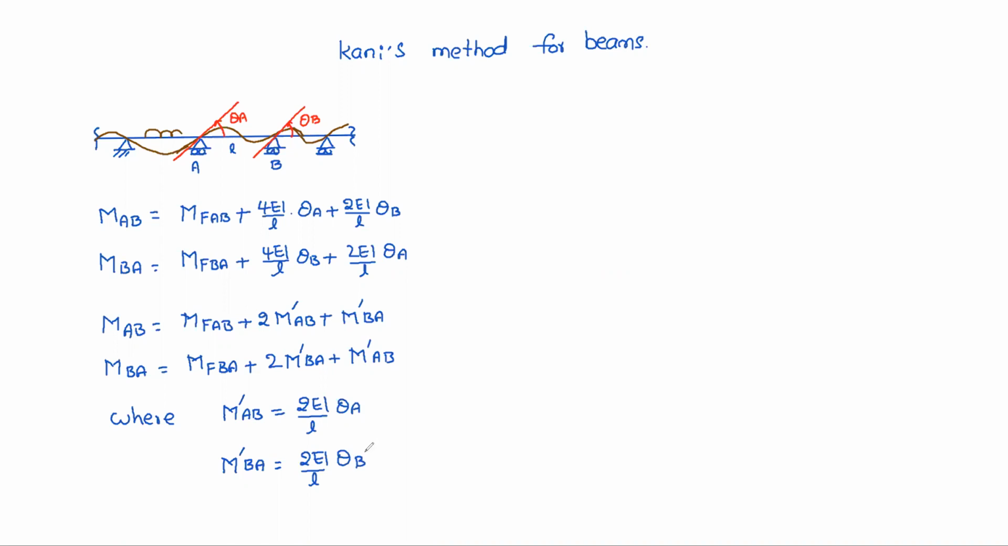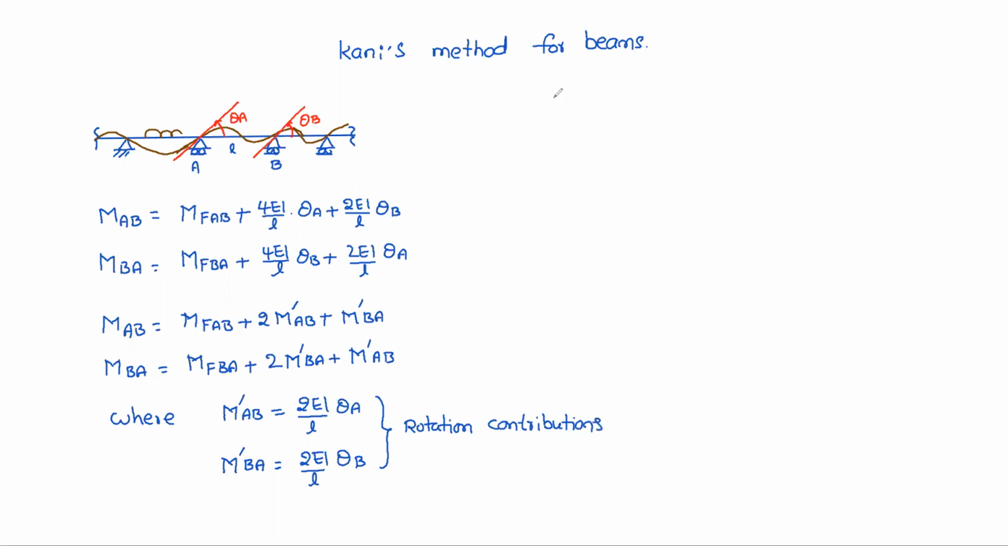Okay. Just the 4EI by L we are splitting into 2 into 2EI by L into theta A. That means the 2EI by L into theta A is represented by M dash AB. 2EI by L into theta B is represented by M dash BA. This M dash AB and M dash BA, these are called rotation contributions. Rotation contributions, okay?